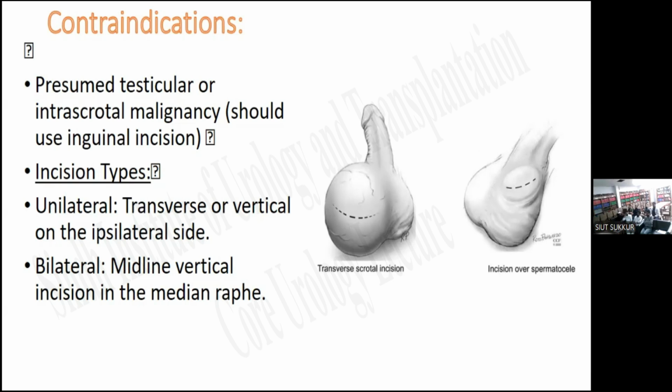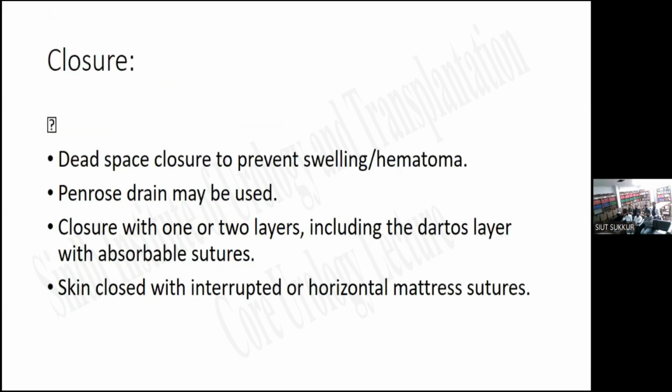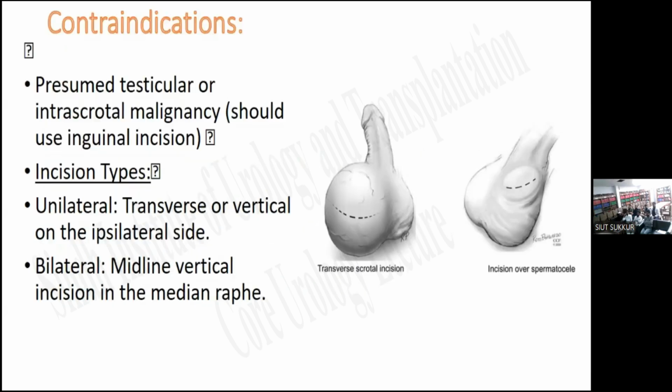The incision could be transverse or vertical on the ipsilateral side. When there are bilateral pathologies, we usually use the midline vertical incision in the median raphe. There is a contraindication of the scrotal incision when there is an intratesticular malignancy. And if we give the scrotal incision, then what is that called?